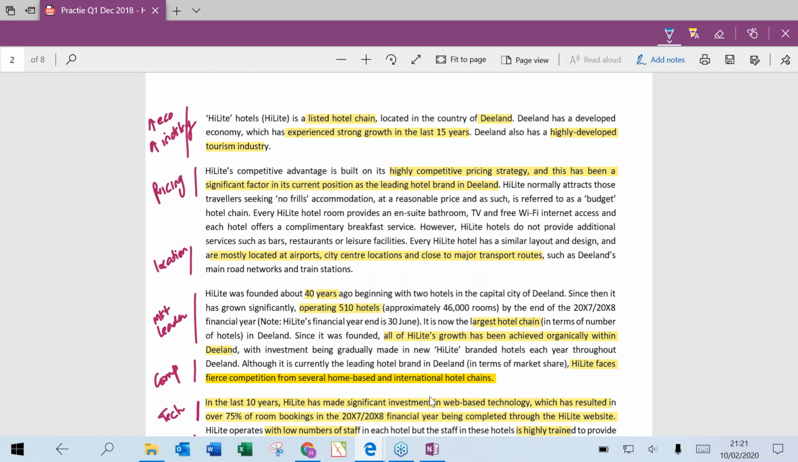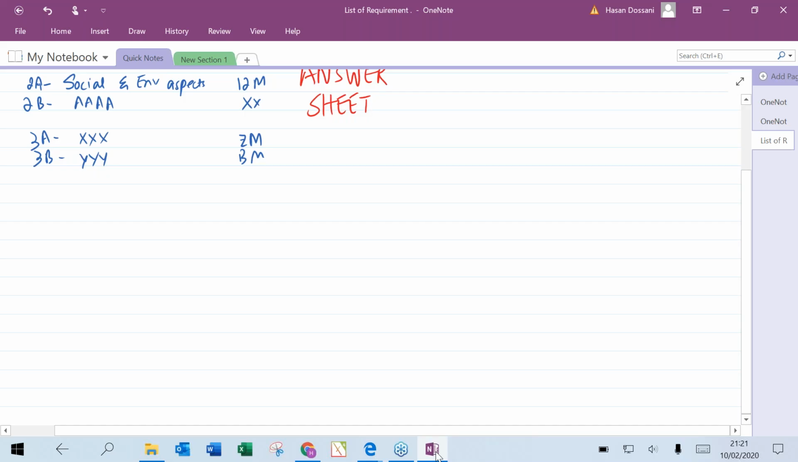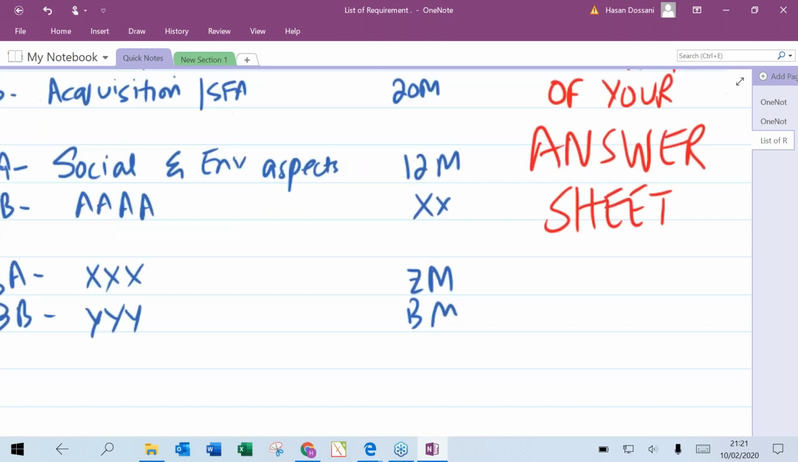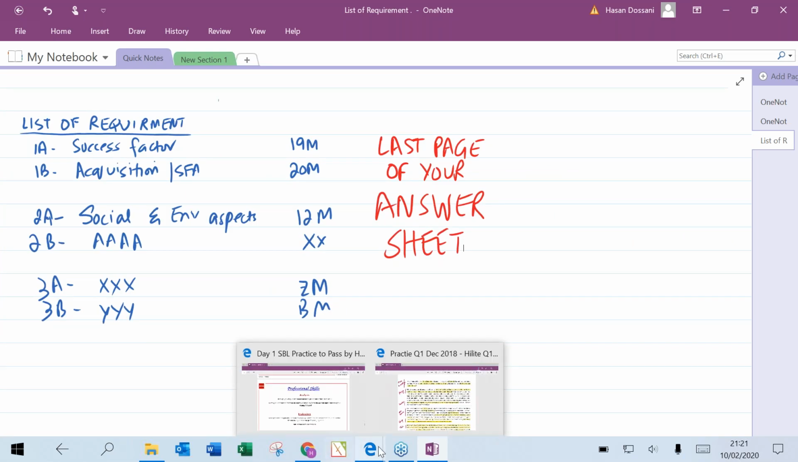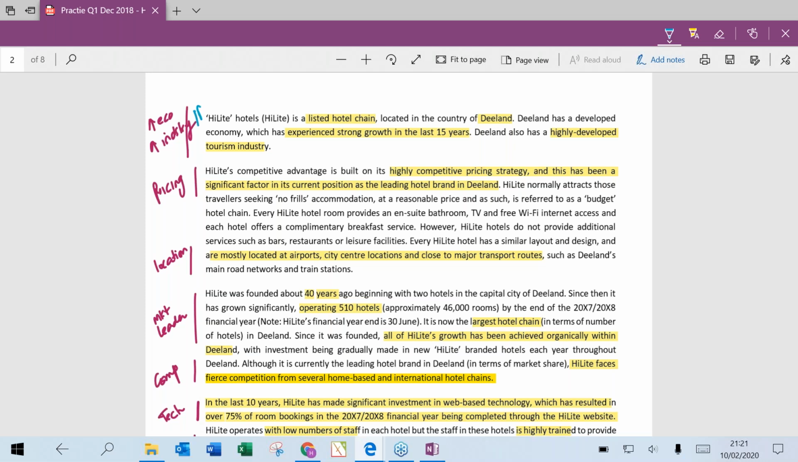So, great economy, booming industry. Where can we use that? Is it a success factor? 1A. I will just go and write 1A. Done. One of the factors is a highly competitive pricing strategy. Success factor, 1A. Locations, 1A.